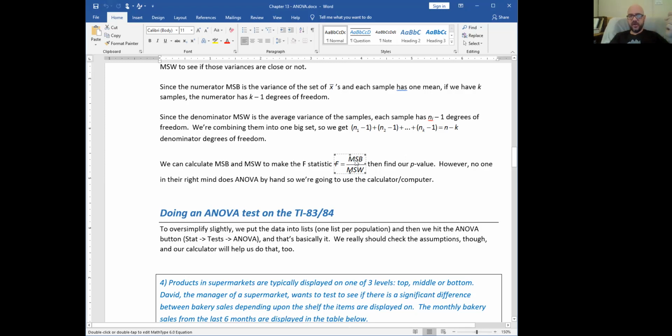So this is the variance between the groups. This is the average variance within the groups, within the different samples. So between the samples, within the samples. This is the signal, that's the noise, right? The more variance you get within the groups, the harder it is to detect variance between them.